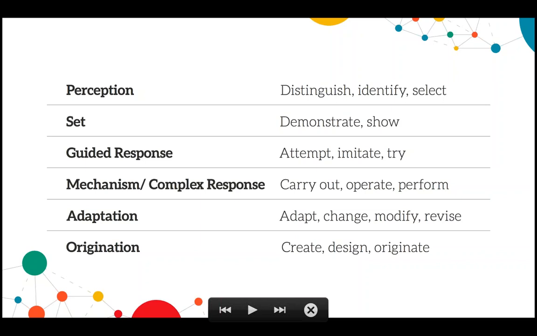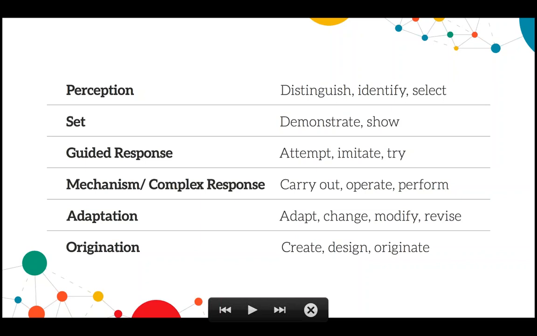Going one step further, they're getting the idea, they're almost ready, and now they're practicing and building up that skill. Next is mechanism. These are responses and actions that become natural for the student. I think of proficiency when I think of mechanism. They're proficient. They don't fumble around anymore. They've got it down, and they can do it quickly, maybe without thinking about it too much.